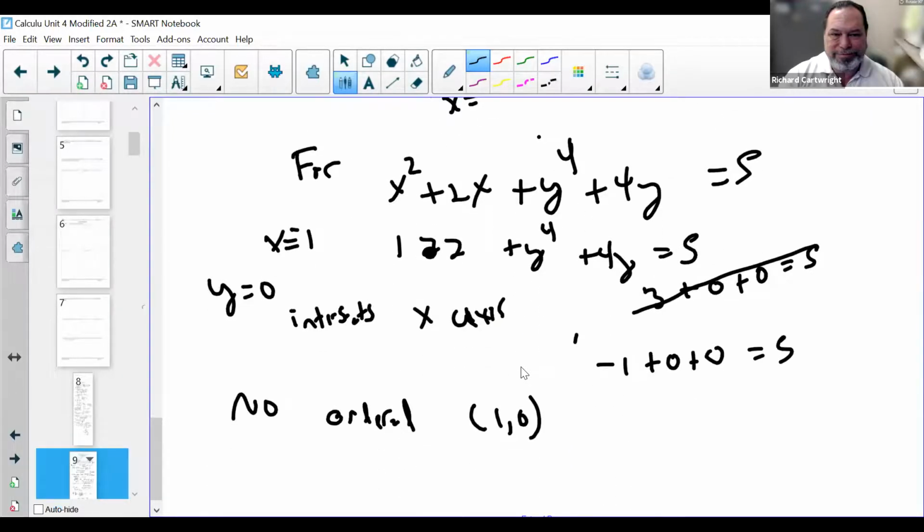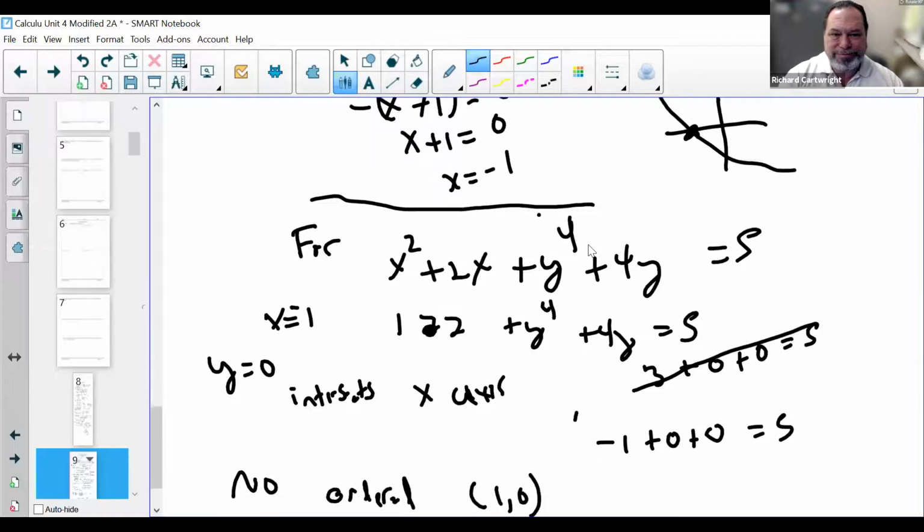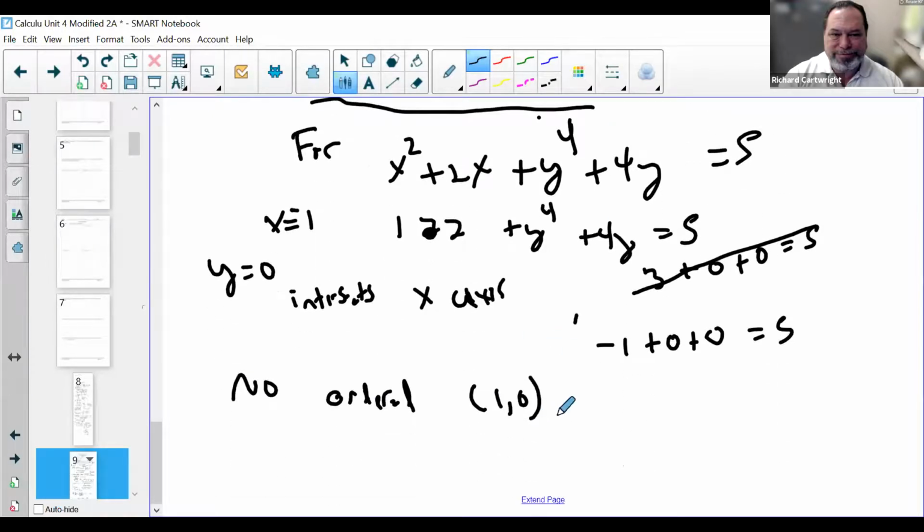So you could get a lot of points if you didn't prove that. If you stopped up here at x is negative 1, you probably still got a lot of points, but you don't get full credit because you should look for that point and see where it is. And it's not on the graph. An ordered pair (1, 0) does not exist on the curve.